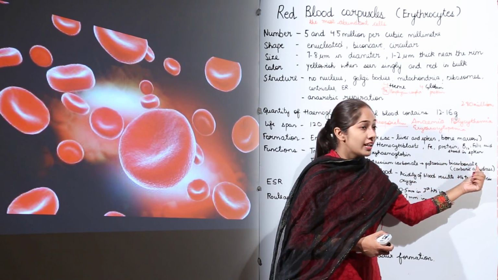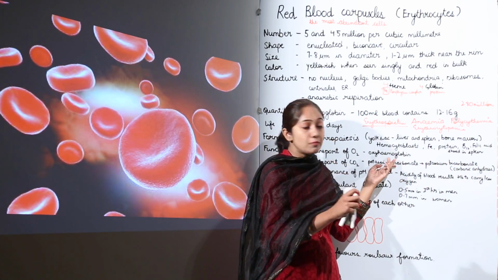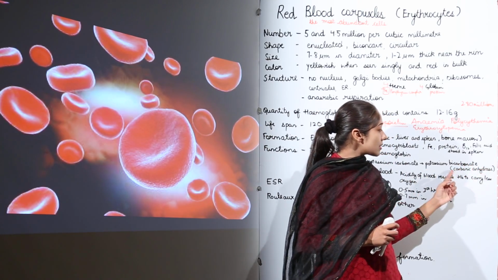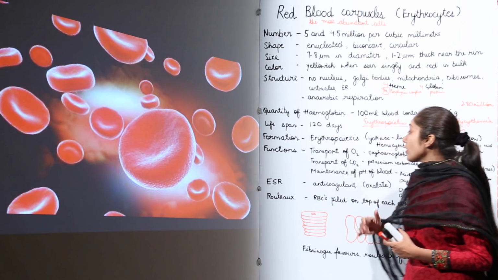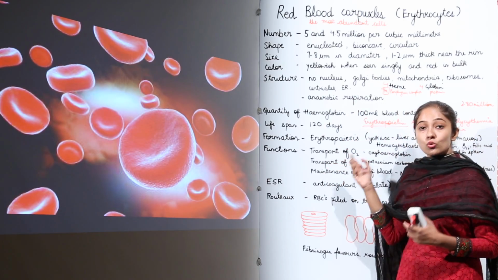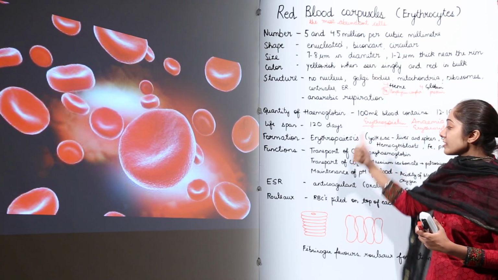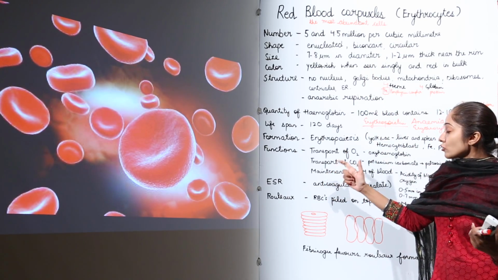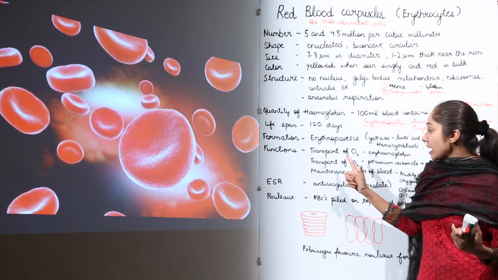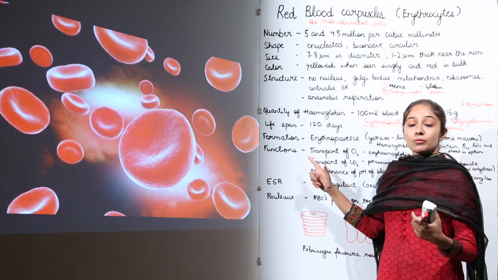Potassium bicarbonate. This potassium carbonate is there in the RBCs, and this occurs in the presence of an enzyme, that is carbonic anhydrase. So transport of carbon dioxide to the lungs by these RBCs is also one of the major functions of these erythrocytes. So transport of oxygen and transport of carbon dioxide is one of the major functions.